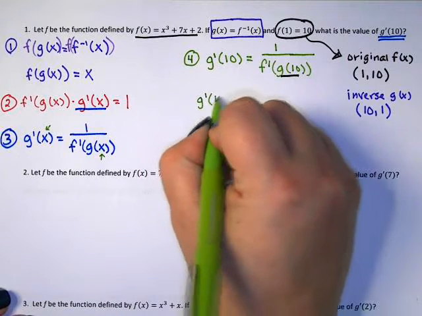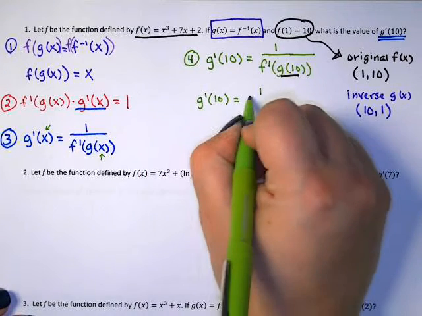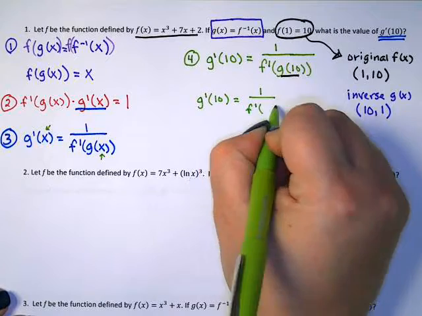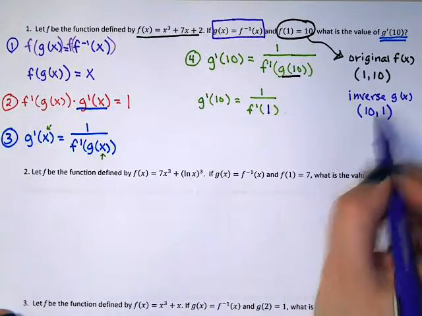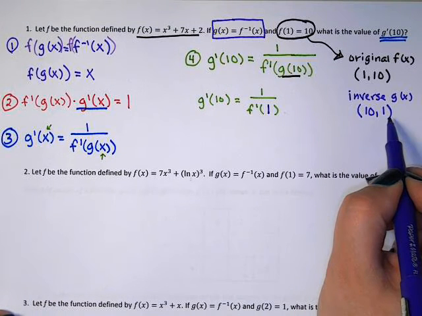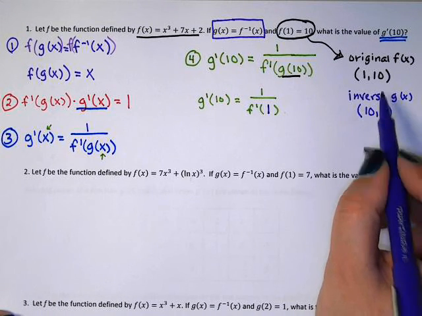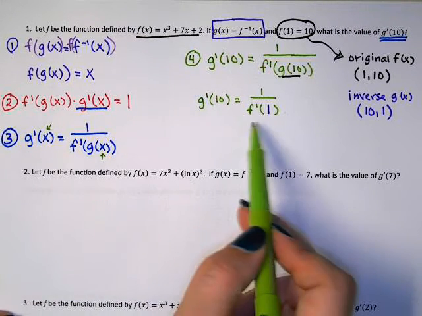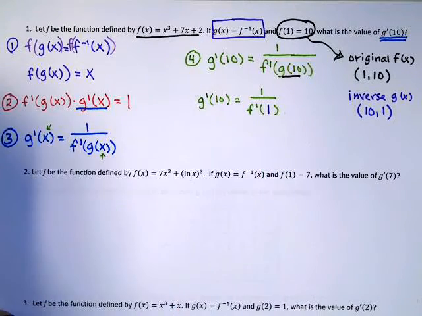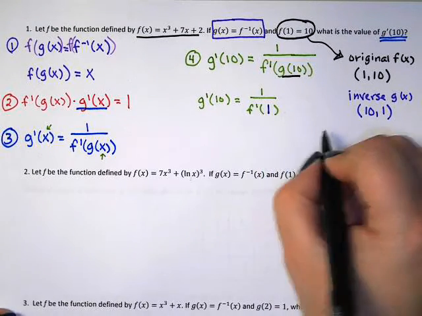So g prime of 10 equals 1 over f prime of 1, because again, g of 10 is actually equal to 1 since we flip-flopped the input and the output. So now if I could just figure out f prime of 1, I would be good. If I know my function, I'm just going to take the derivative.